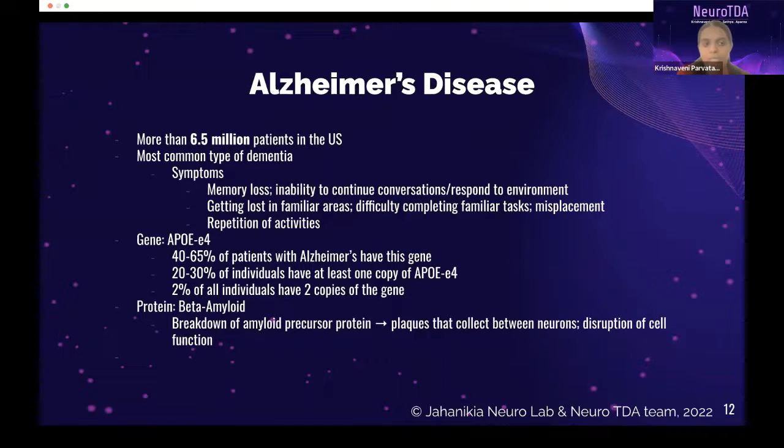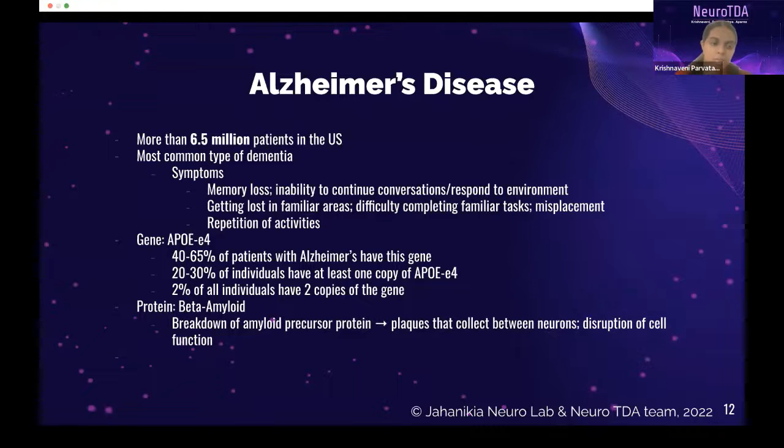It's the most common type of dementia, and symptoms include memory loss, an inability to continue conversations or respond to the environment, getting lost in familiar areas, a difficulty completing familiar tasks, and misplacement of regular objects, as well as the repetition of activities. The gene that's mostly associated with Alzheimer's disease is the APOE4 gene. And 40 to 65% of patients with Alzheimer's have this gene, while 20 to 30% of all individuals have at least one copy of the gene, and 2% of all individuals have 2 copies of the gene.